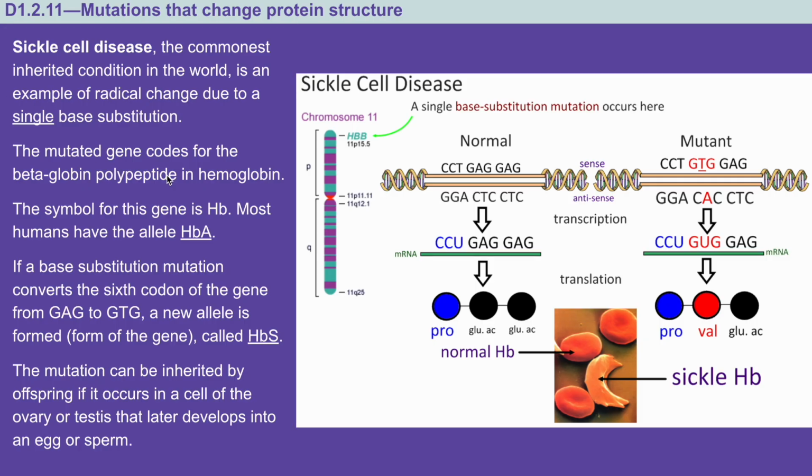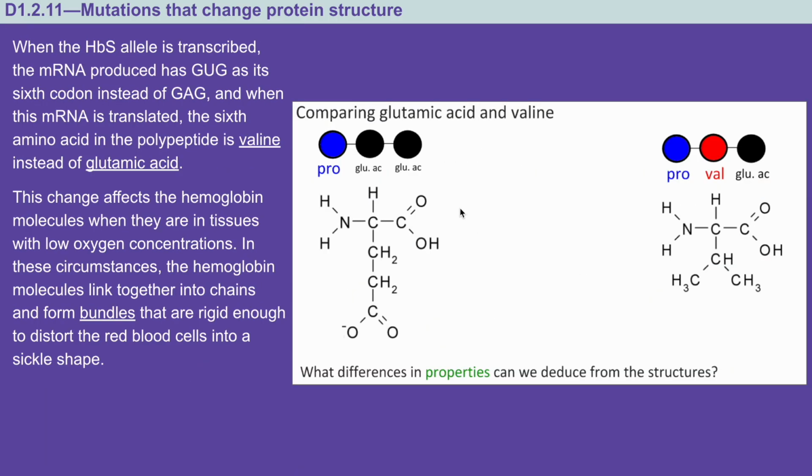You might think, how can a single base make this massive difference between normal hemoglobin making a round disc-shaped red blood cell and hemoglobin making a sickle-shaped cell? Well, let's take a look at the amino acids produced. Here, where we had GAG, we're going to have the amino acid glutamic acid versus the mutant amino acid valine. Let's take a look at glutamic acid and valine.